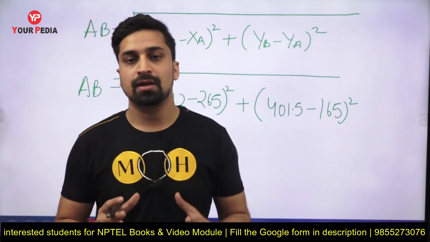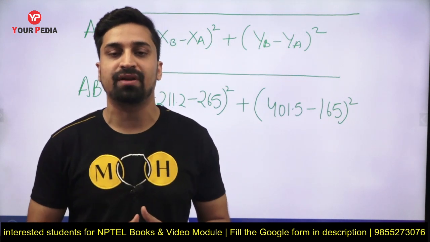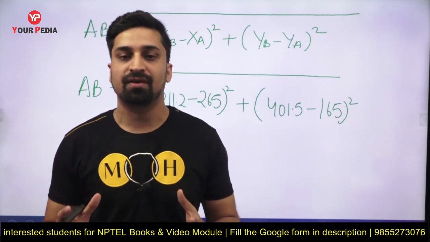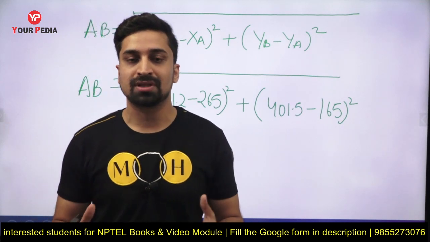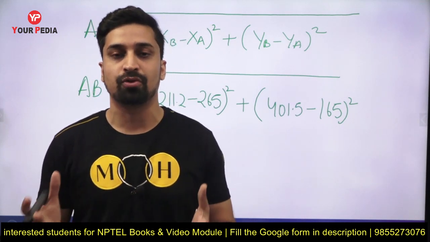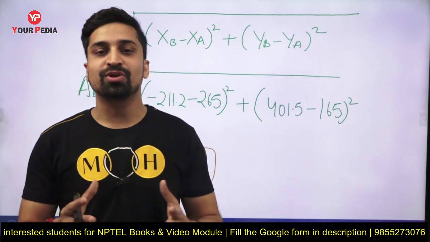So this was the question regarding photogrammetry surveying in order to find the x and y coordinates on the ground using the x and y coordinates from the map or photo, right? So I hope you understood this question.